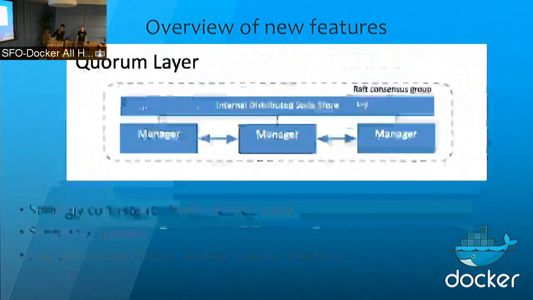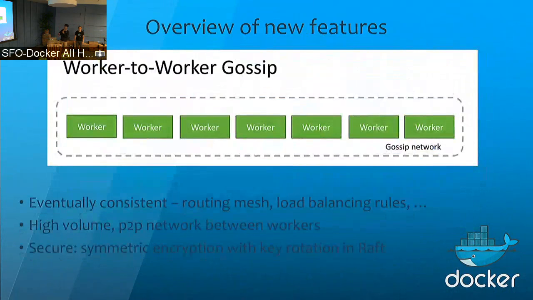And I'll just move to a different slide. So all of the workers that are actually going to run your tasks or containers, they have a gossip network which shares networking information, and that is how the entire cluster gets to know of any of the networking related structures that they need to know.